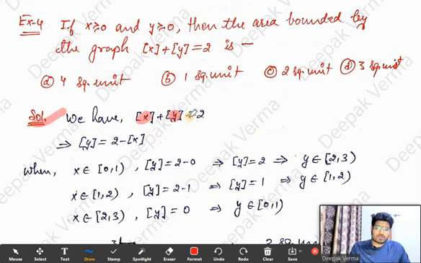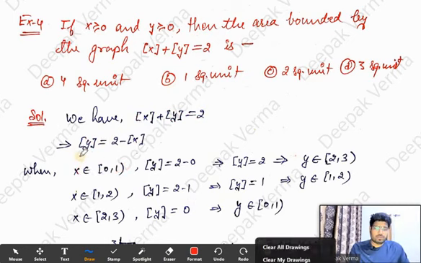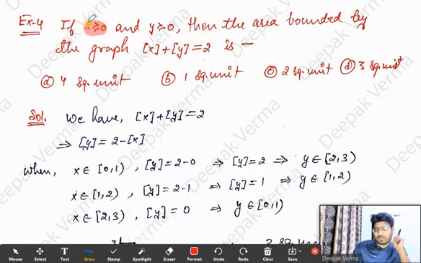Since we have [x] + [y] = 2, take [x] to the right hand side, we will get [y] = 2 - [x]. Now when x belongs to 0 to 1, since it is given in the question that x is greater than or equal to 0, that's why we are not taking negative values. When x belongs to 0 to 1, 0 is included, 1 is open here, then the value of [x] will be 0 and [y] will be 2. When [y] equals 2, it means y will belong to 2 to 3. 2 is closed, 3 is open. I hope there is no doubt.